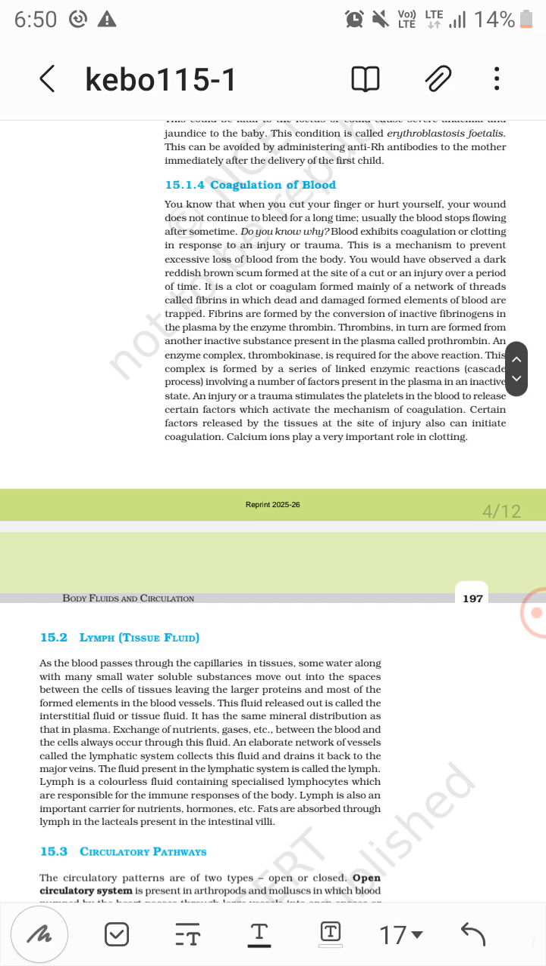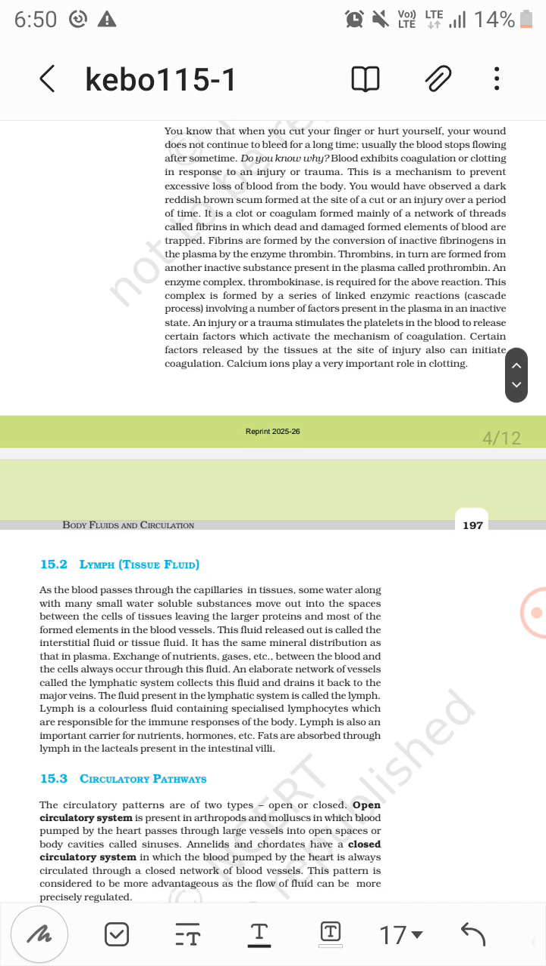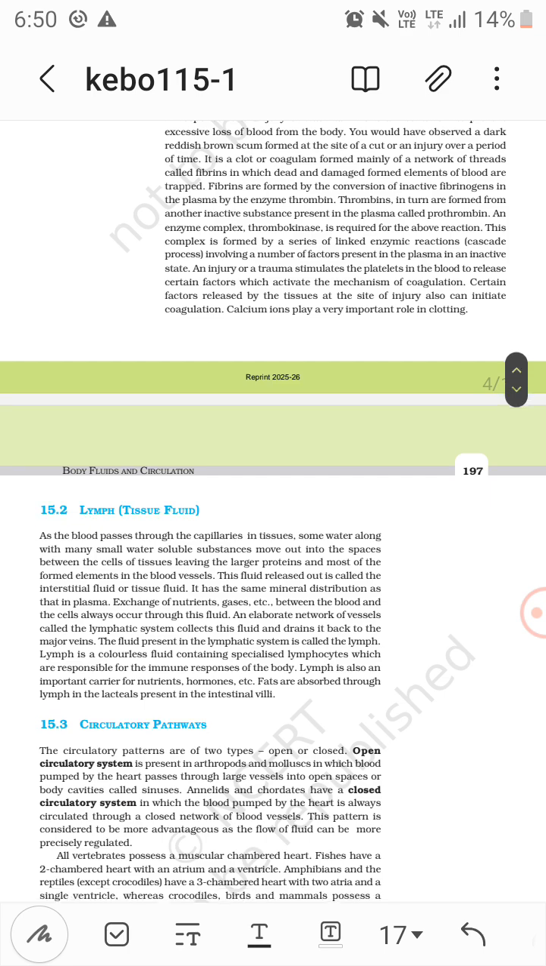And then the coagulation of blood, calcium plays an important role in clotting. And then there is inactive fibrinogen. Fibrinogens are inactive proteins present in the plasma, and fibrinogen is converted into fibrin by thrombin. Now where does thrombin come from? It comes from prothrombin by the enzyme thrombokinase. And also some tissues can release certain factors at the site of injury.